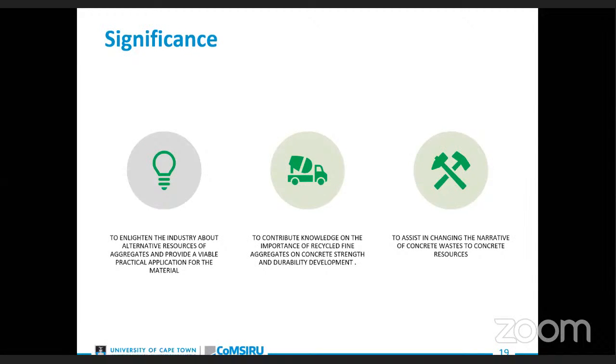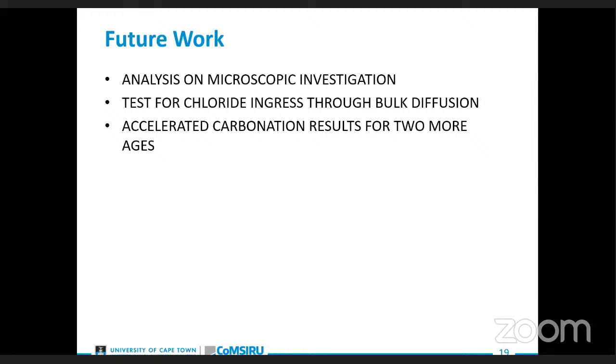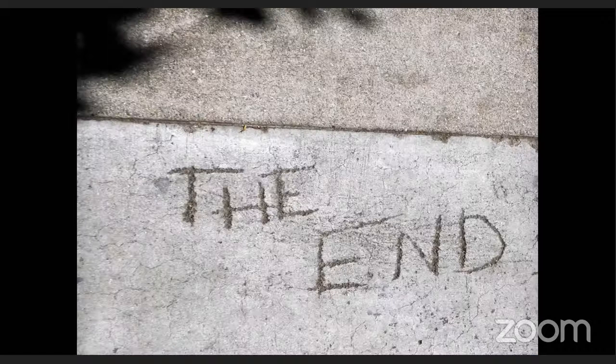The significance of my research is to enlighten the industry about an alternative resource of aggregates and provide a viable practical application for the material. It also contributes knowledge on the importance of using recycled fine aggregates in concrete strength and durability development, as well as assisting in changing the narrative of concrete waste to a concrete resource. My future work is going to be on analysis of microscopic investigation, tests for chloride ingress through bulk diffusion, and accelerated carbonation tests at 2 more ages. And yeah, thank you.